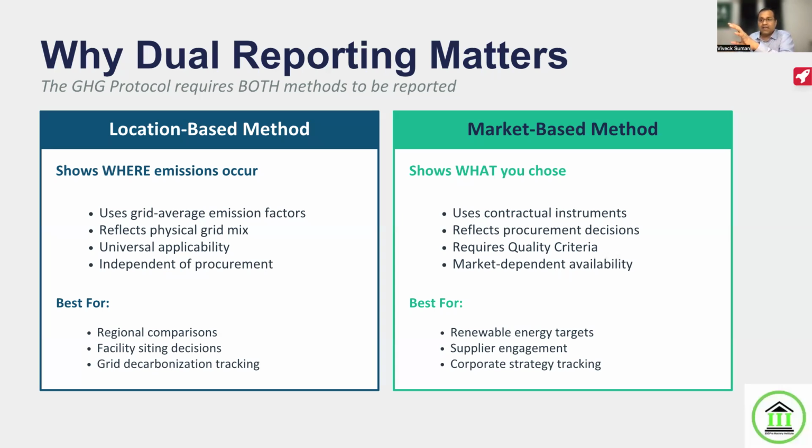Location based shows you that. And remember, the location based method has universal applicability. You can use it anywhere in the world, not limited to a grid which is only renewable or without renewable. You can apply it everywhere. And remember why this happens: because every grid has some form of average emission factor.